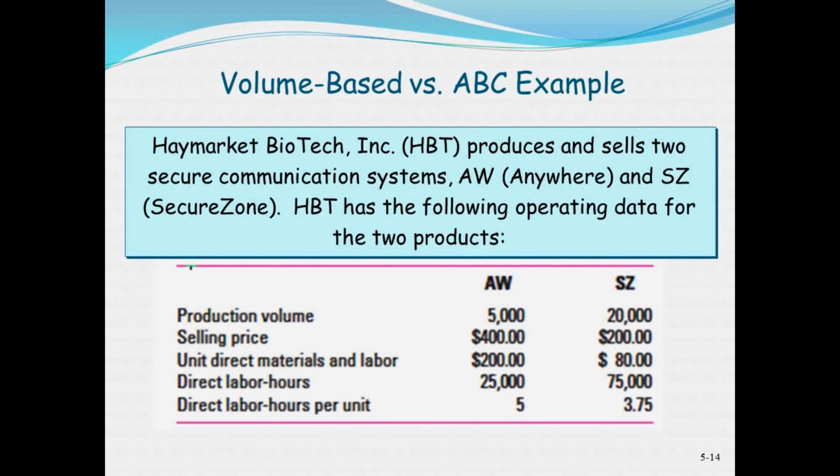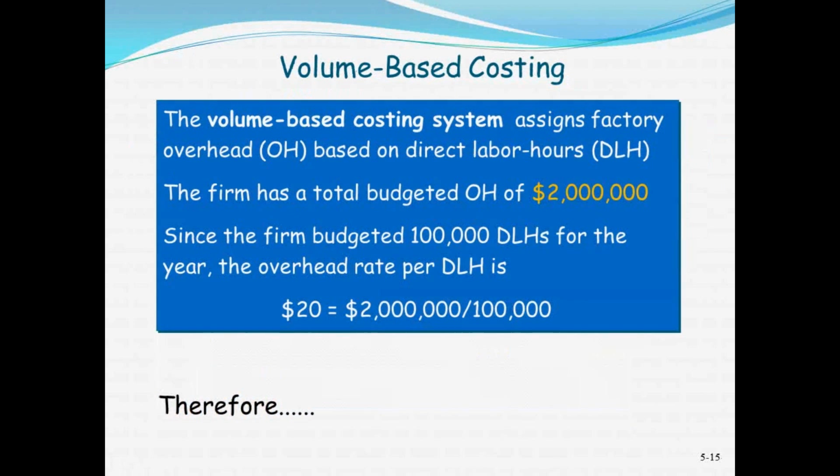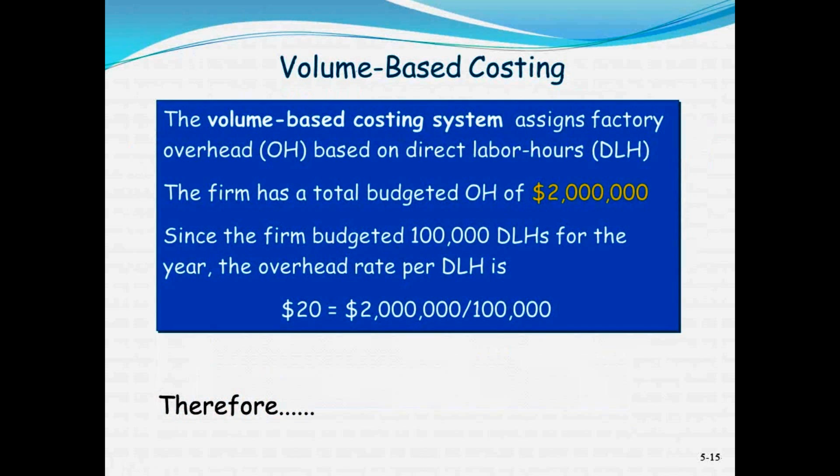The direct labor hours, 25,000 versus 75,000, for a total of 100,000 direct labor hours being used. And the direct labor hours per unit is simply 25,000 divided by the number of units sold, the volume. Okay, so this is information we have about them. Now if you did your cost allocation via the volume-based approach, here's how you do it.